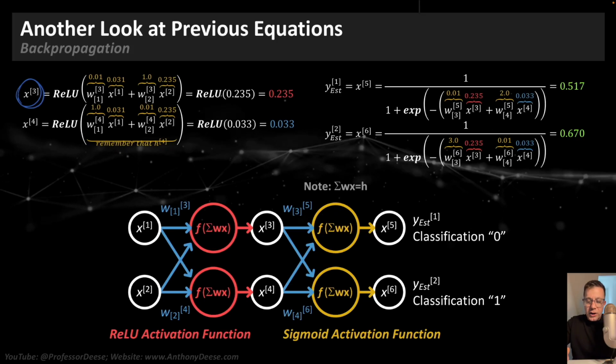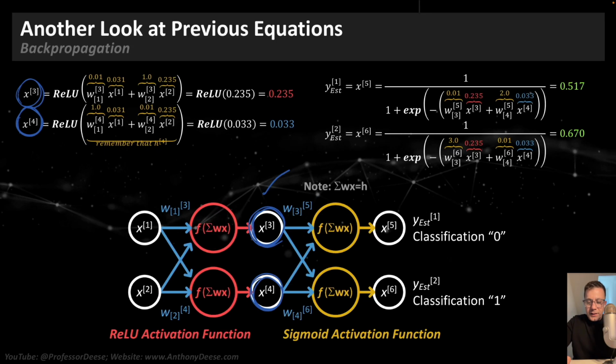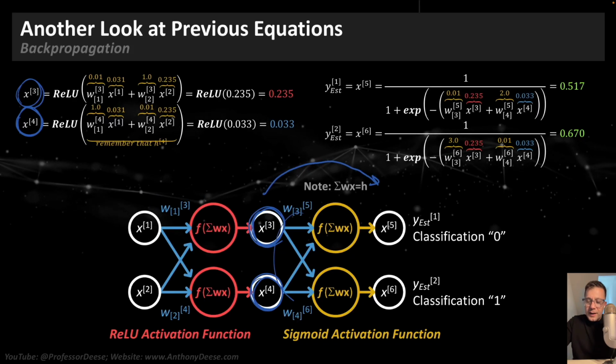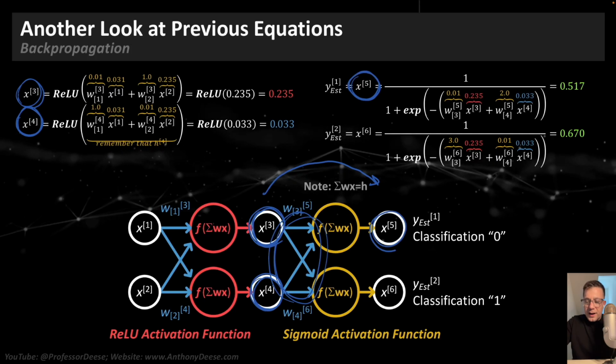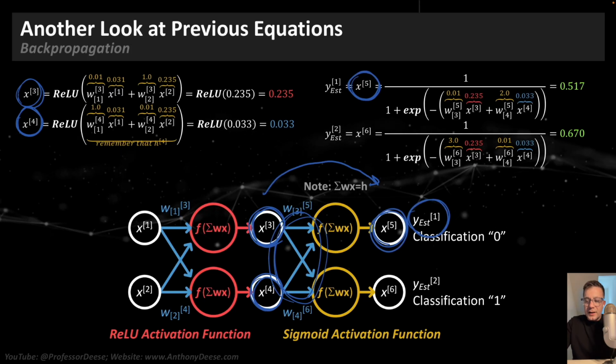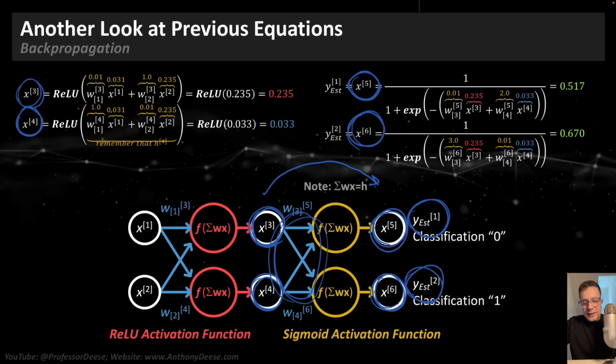So this equation calculates x3, this equation calculates x4. These values feed into the output layer as dictated by these synapse connections here. We calculate x5, which is the same as the first estimated output, and we calculate x6, which is the same as the second estimated output.